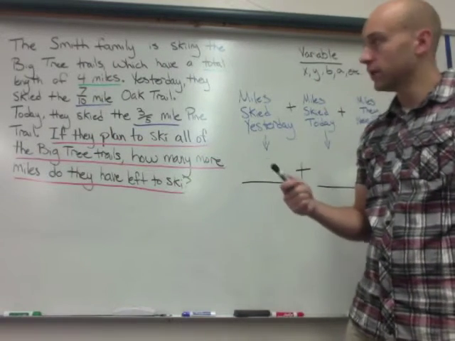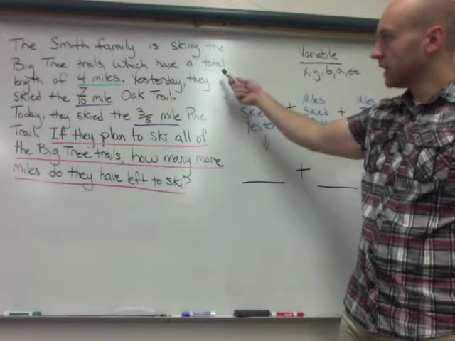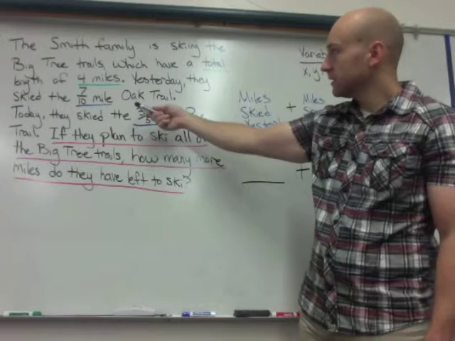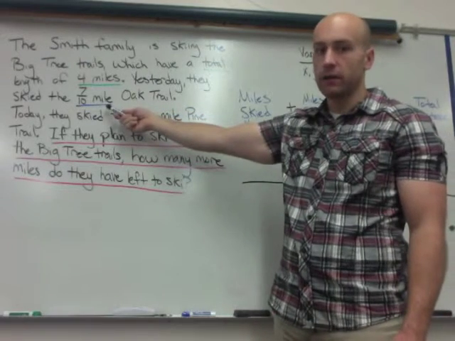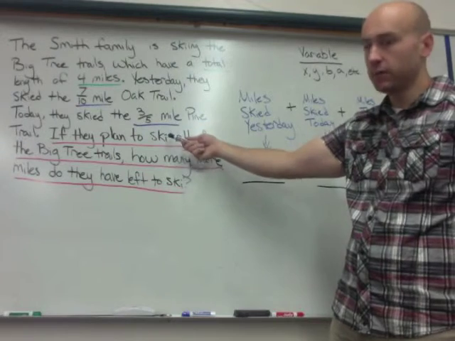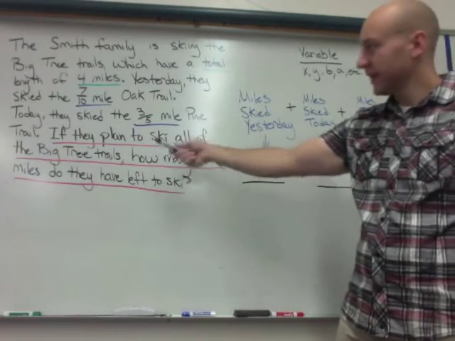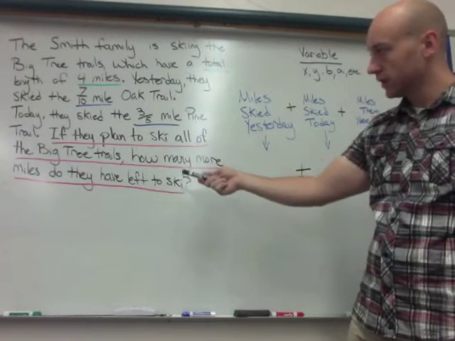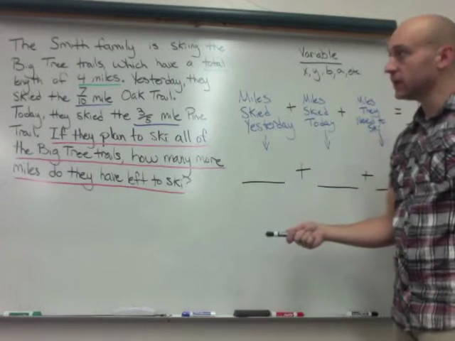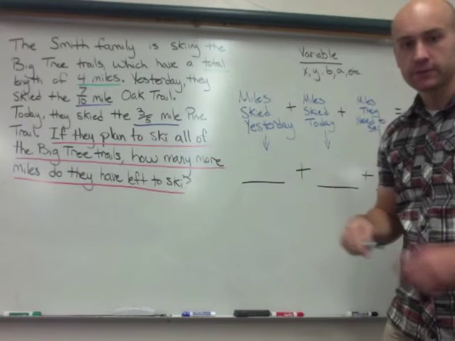A few things I always do with story problems: I underline what I need to know. So I underlined that they ski a total of 4 miles, that yesterday they skied 7/10 of a mile, and today they skied a total of 3/5 of a mile. And then I underlined the question. If they plan to ski all of the Big Tree Trails, how many more miles do they have left to ski? Usually I read the question multiple times, okay?